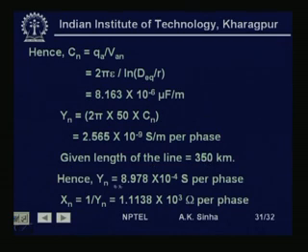Now, we are given the length of the line as 350 kilometers. Therefore, Yn is equal to 8.978 into 10 to the power minus 4 Siemens per phase, that is, multiplying this by 350 kilometers, which is 350 into 10 to the power 3 meters. The reactance will be equal to 1 by admittance, which comes out to be equal to 1.1138 into 10 to the power 3 ohms per phase, that is, 1.1138 kilo ohms per phase.